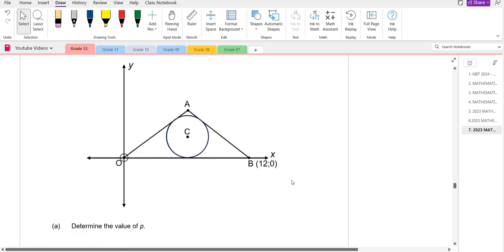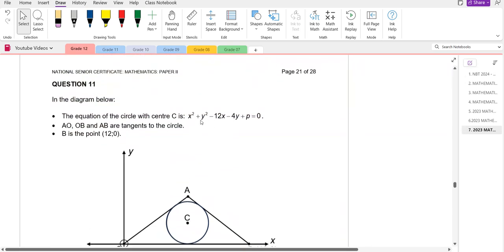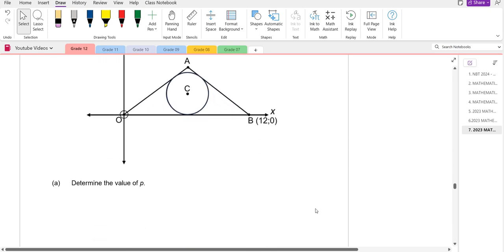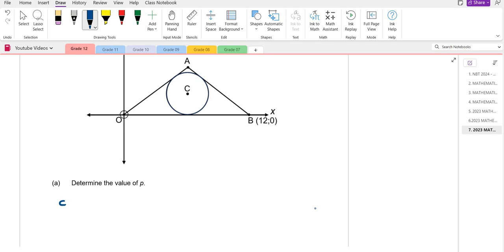How are we going to find the value of p? Alright, so what we're going to do here is work with this equation and complete the square. Let's write it in center-radius form. Let me just check what the equation of the circle is.